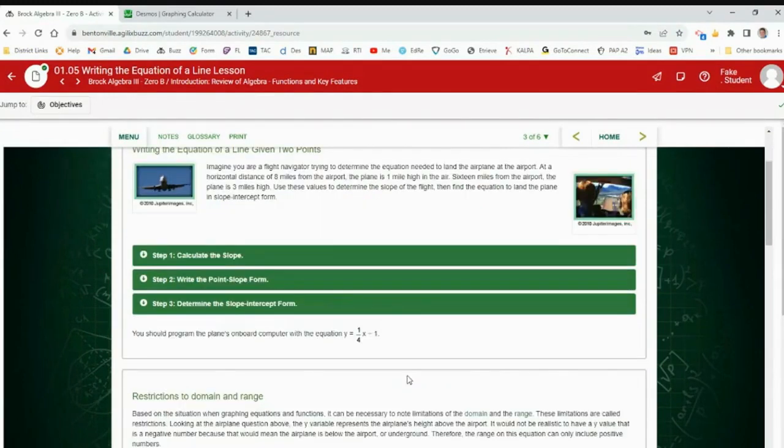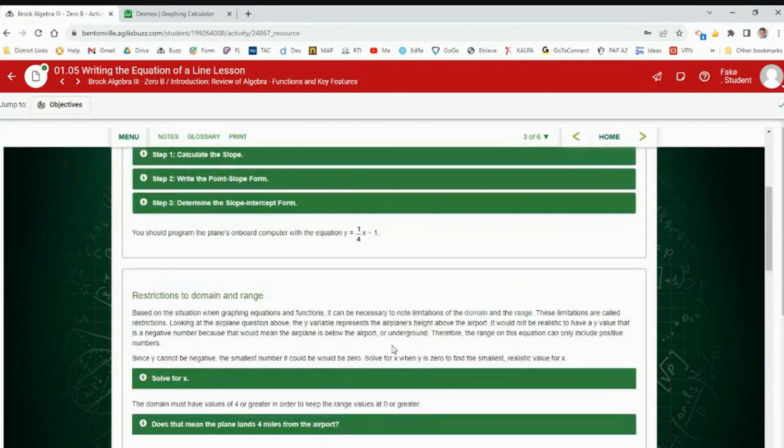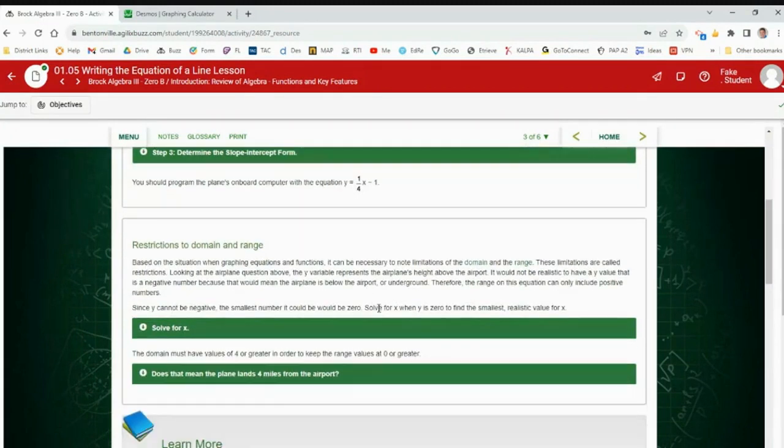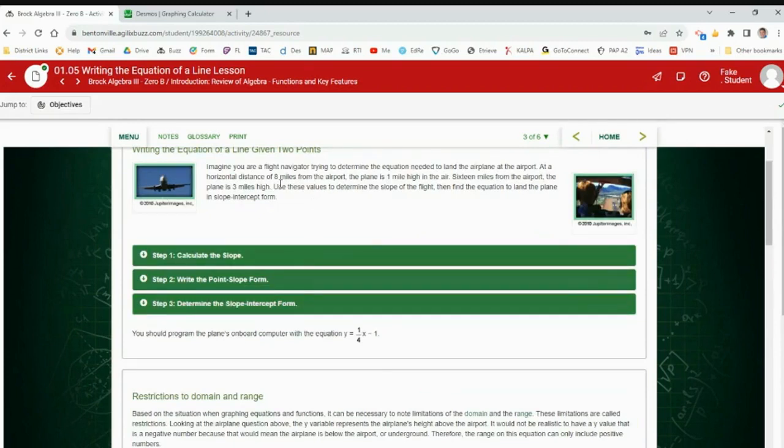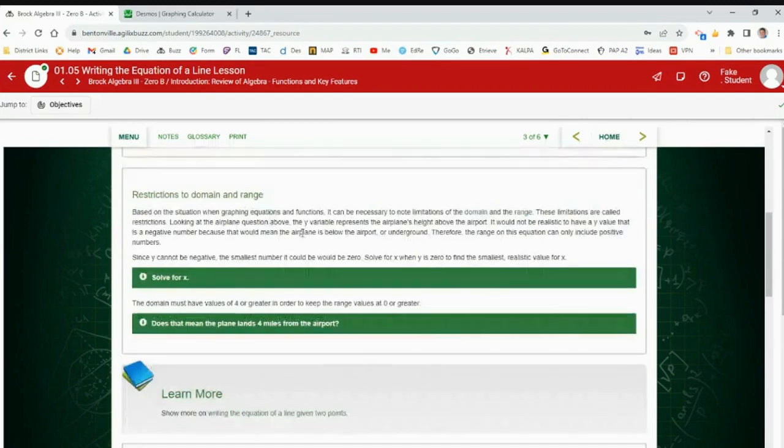We did that. Now let's talk about restrictions to domain and range. Okay, so they stopped at the slope intercept, which is fine. Based on the situation when graphing equations and functions, sometimes it may be necessary to note limitations on the domain and the range. Right? Domain's all the x's, range is all the y's. These are called restrictions. So if we look at this problem above, we got these points because we were in an airplane and we were navigating to a landing. So in that case, there's a limitation.